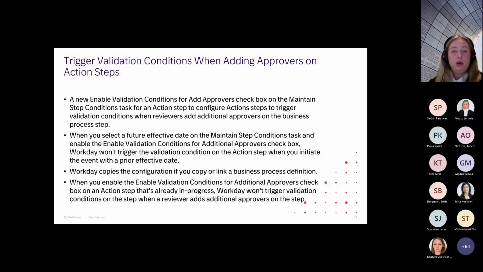And when you select the enable validation condition for add approvers checkbox on an action step and click the magnifying glass icon on the step, it now displays a new enable validation condition for add approvers field, along with the help text on the view workflow step report. And when you enable the enable validation conditions for additional approvers checkbox on an action step that is already in progress, Workday won't trigger validation conditions on the step when a reviewer adds additional approvers on the step.